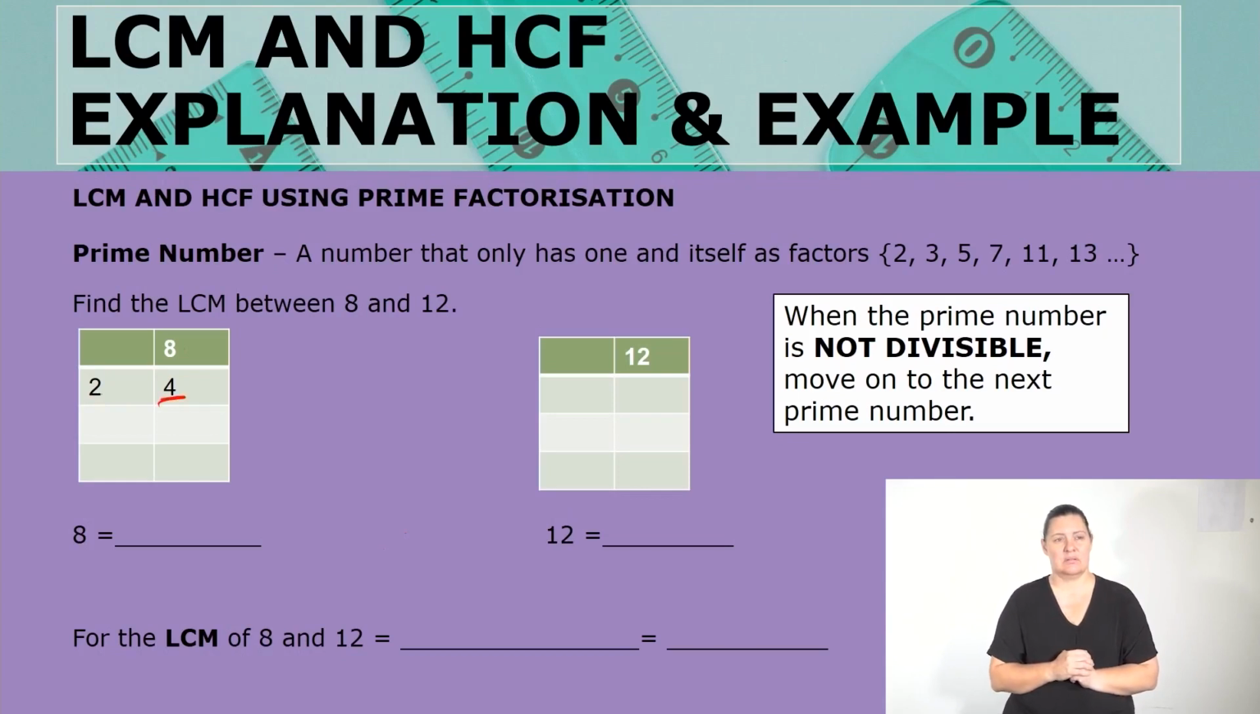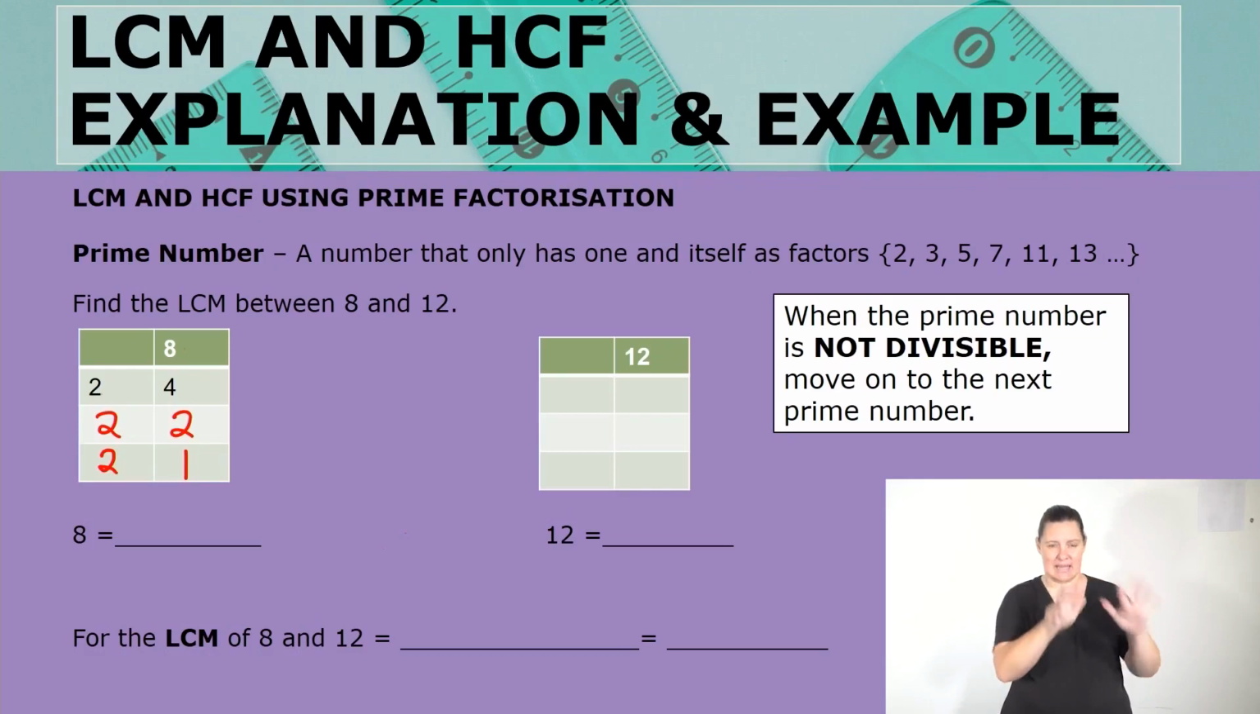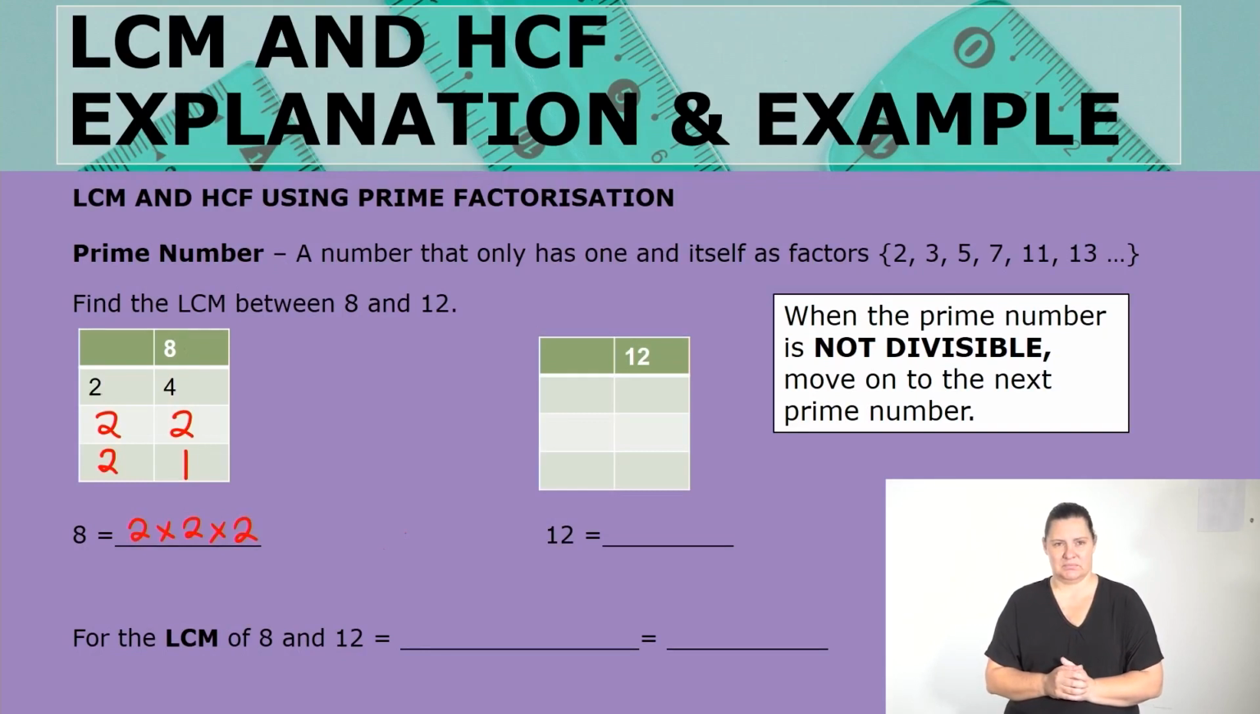And when I take that 4 and I divide it by 2 again, the answer is going to be 2. And I continue dividing by 2 because it is still divisible, and my answer is going to be 1. This means that if I write 8 as a product of its prime factors, then this is going to be 2 multiplied by 2 multiplied by 2. So 8 is equal to 2 multiplied by 2 multiplied by 2.